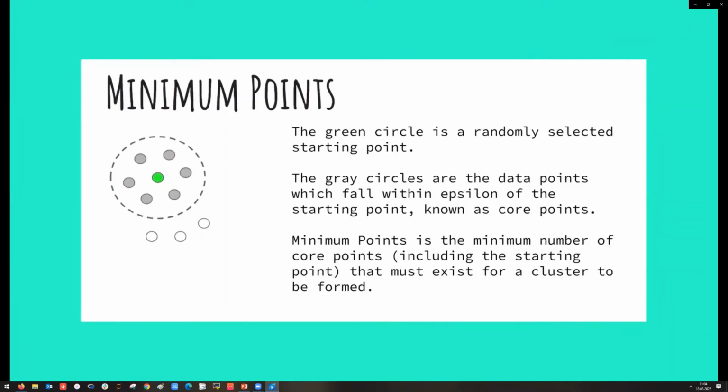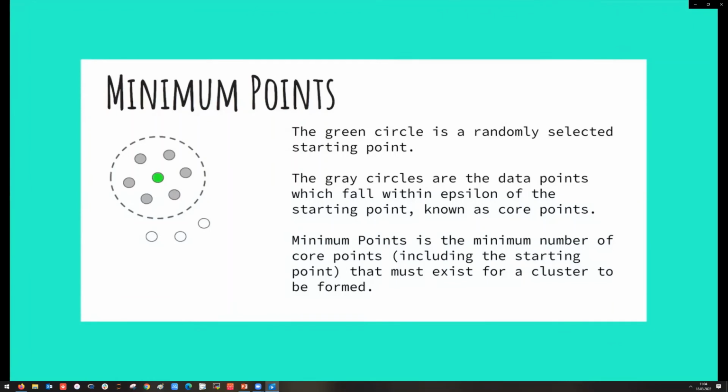Minimum points is the second parameter you must specify. Before we get to that, I'll define two key terms. The first I'll call the starting point. The starting point is a randomly selected data point that will attempt to start a cluster. In this image, the green circle represents the starting point. The second term is core point. Core points are data points which fall within epsilon of the starting point. In this image, all gray circles are core points. The white circles are not core points because they aren't within epsilon of the starting point.